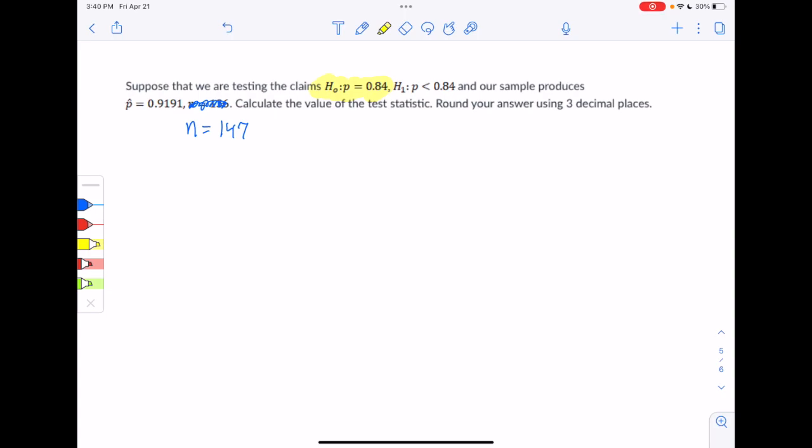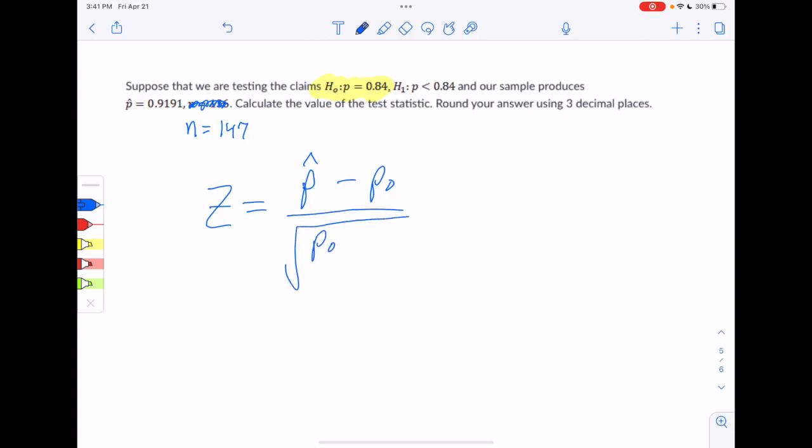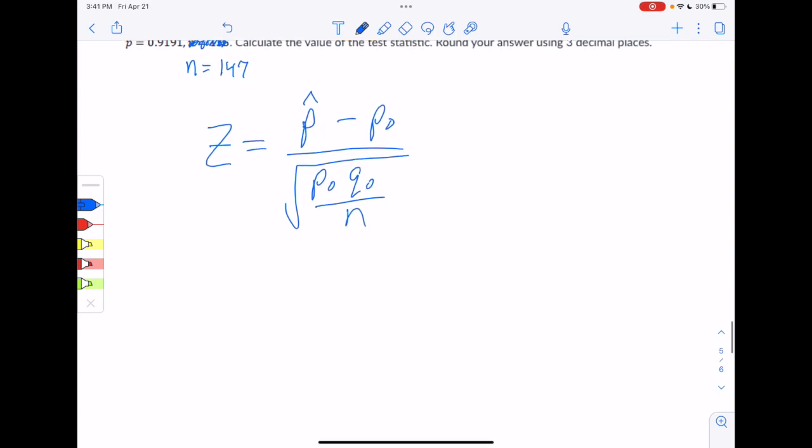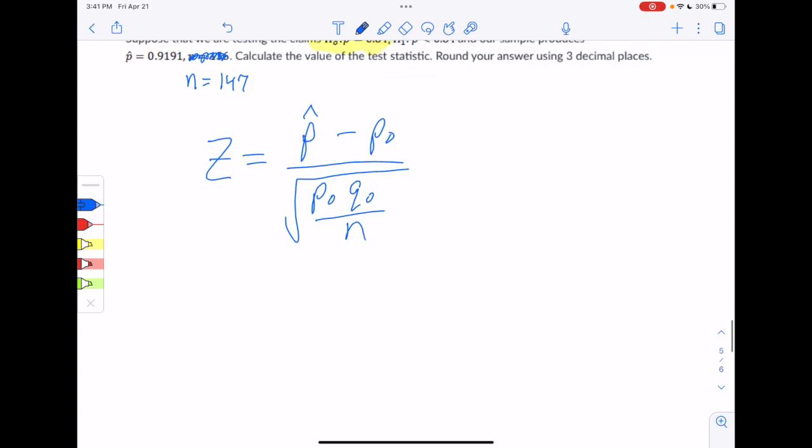And so if it's a claim about P, or proportions, then our test statistic formula would be Z equals P hat minus the claim value P0, divided by the square root of P0 times Q0, divided by the sample size N. So we just need to assemble those pieces, and then we're ready to go. And most of them are given. So P hat is 0.9191.